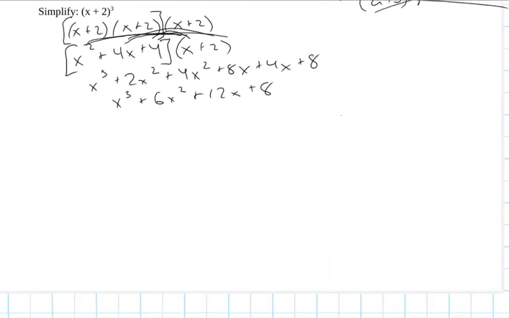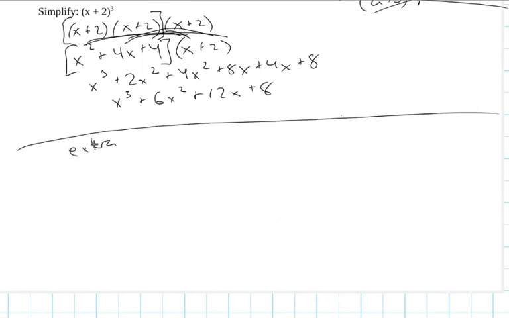If you're interested, this is something that's extra. This is not part of the class. There's something called the binomial theorem.